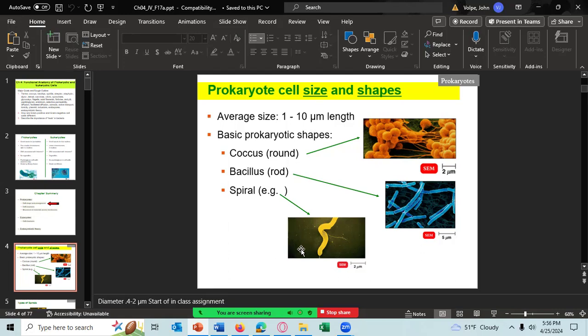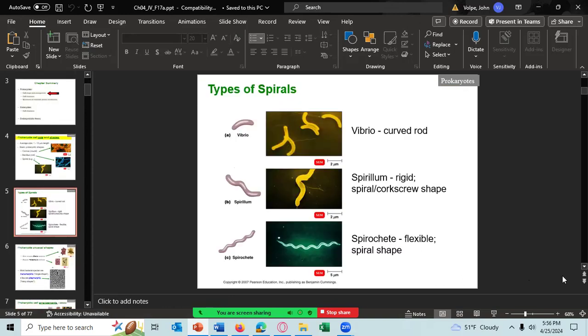And then there's a spirochete, which is a spiral, but it has many spirals in it. And we'll talk a little bit more about that. I'll show you that, maybe not today. There's a spirochete right there. So there's the normal spiral, and there's the spirochete. It has many spirals in it. There are some differences between the spirilla and the spirochetes, and that is the spirillums are more rigid in their shape, whereas the spirochete is more flexible.